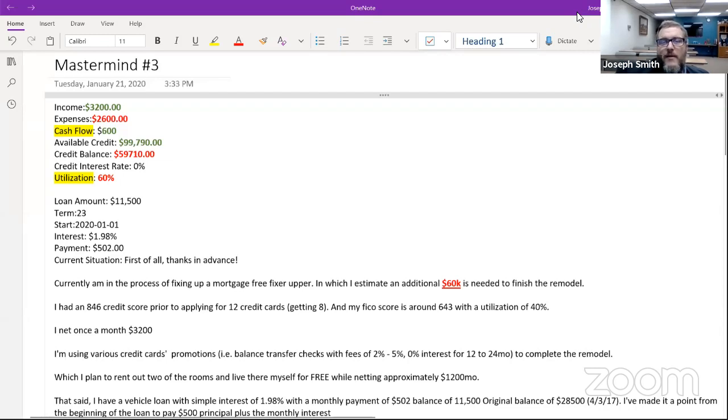Okay, let's see. We got somebody who's messaging in. It says to put the monthly income on the credit card. And someone says the screen is blurry. Okay, I can see the screen fine. Hopefully everybody can see the screen fine.